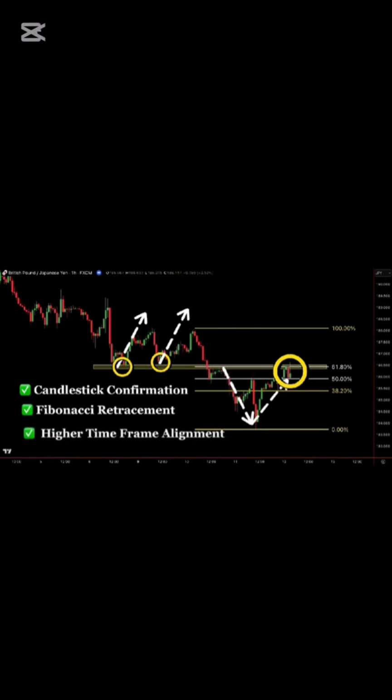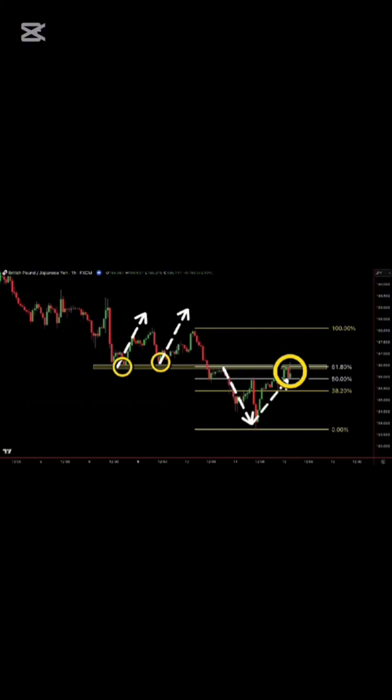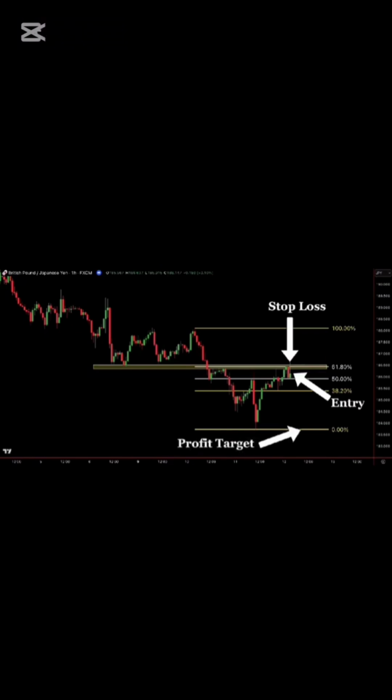Higher time frame alignment: since this trade is on the hourly chart, we check the daily chart to ensure that the broader market is also trending downward. Once price pulls back and rejects the old support as new resistance, we have a high probability trade setup. To capitalize on this setup, we structure our trade as follows. Entry: after the formation of the pin bar candlestick. Stop loss: placed a few pips above the resistance level. Take profit: set at the next major support zone.